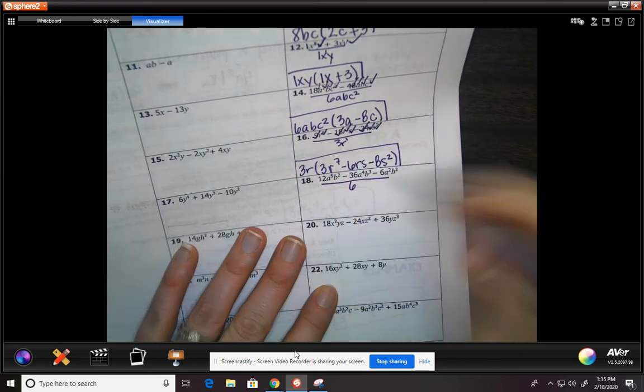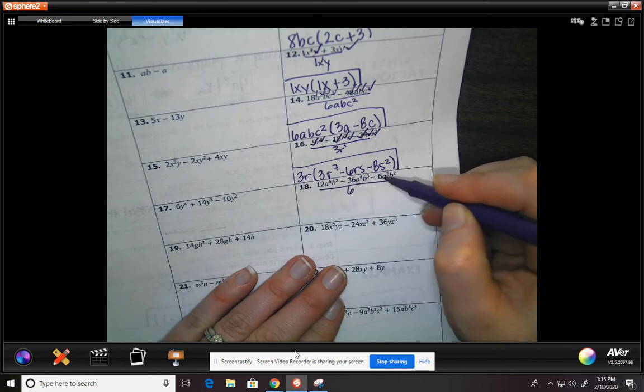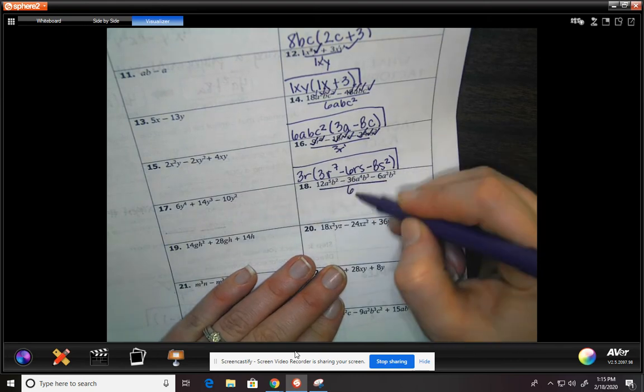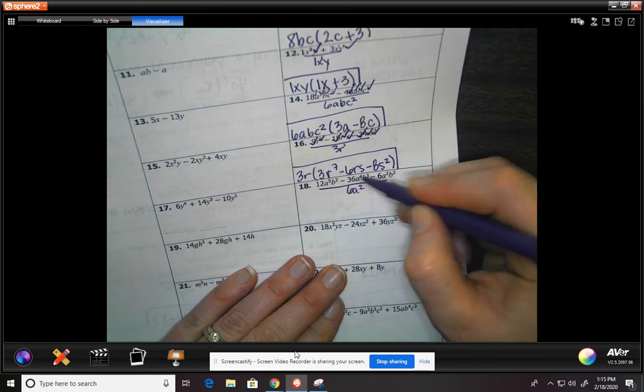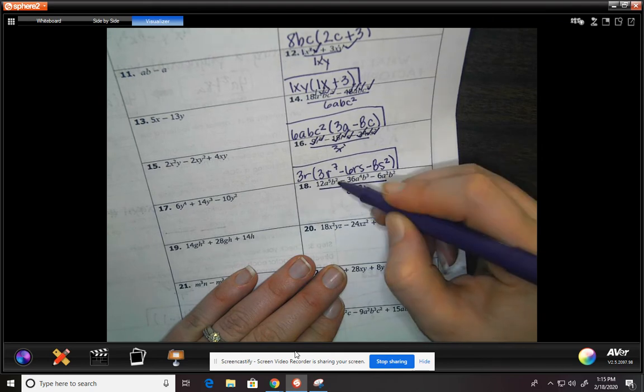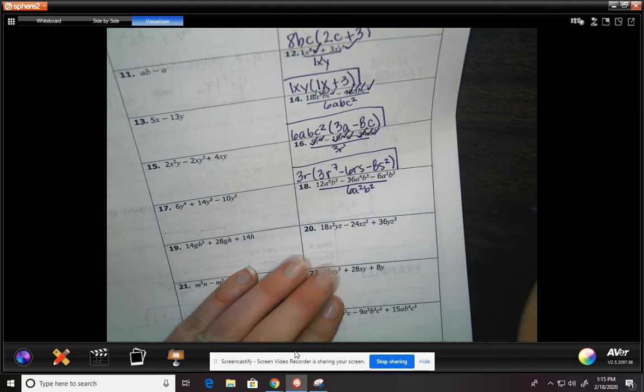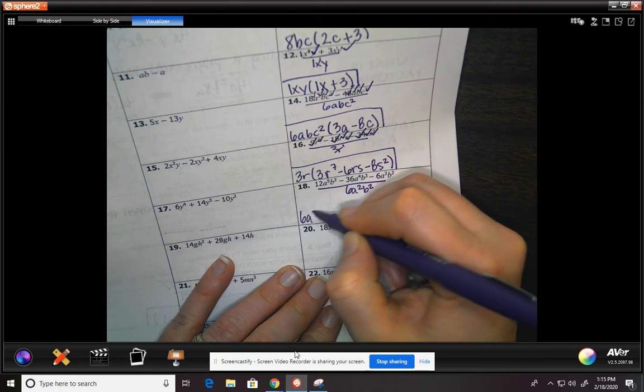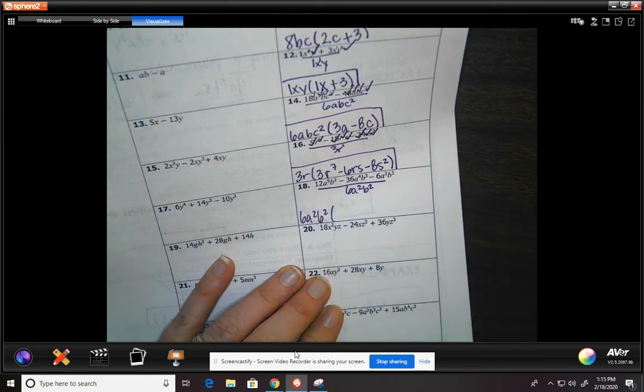And then I look at all my letters. I have an A, an A, an A. The smallest A is A squared. I have a B, and a B. And the smallest B is also B squared. So I'm going to take out 6A squared, B squared, and open up parentheses.